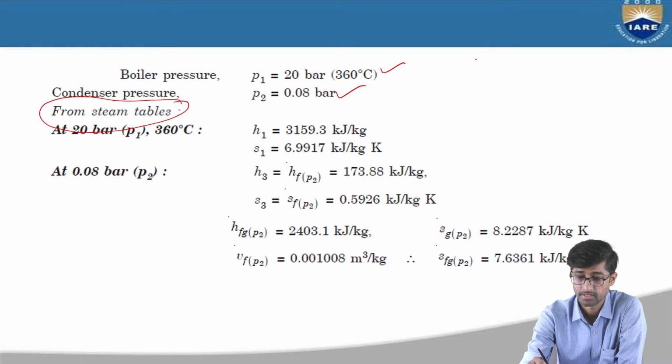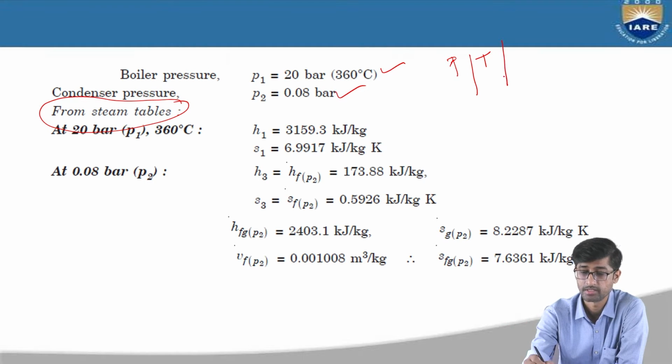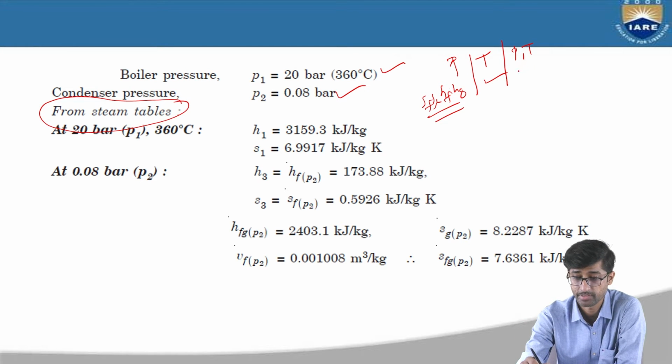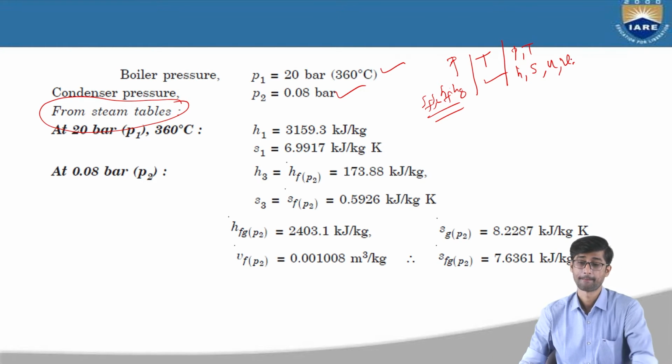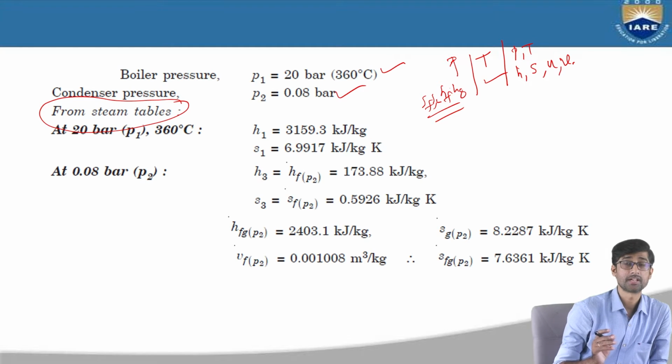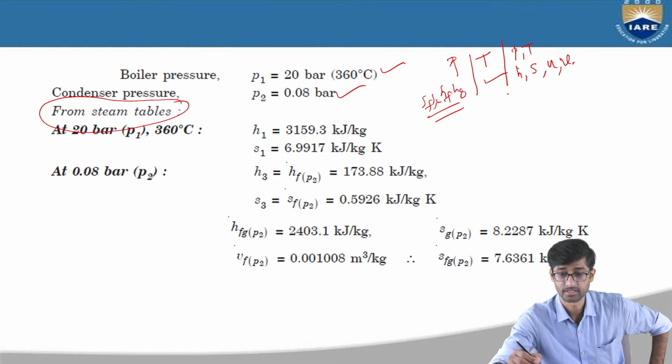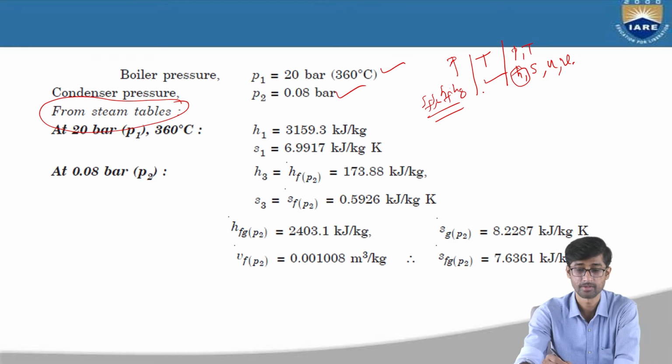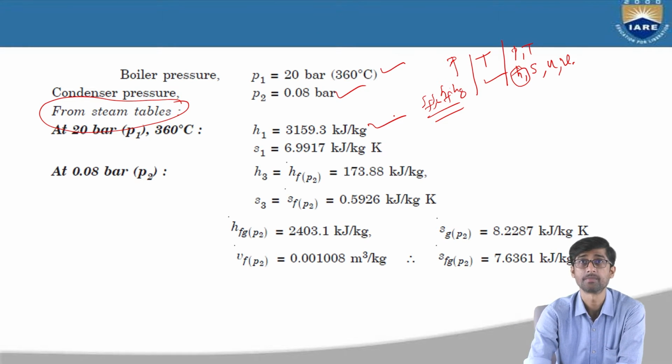In a steam table, there is a pressure table, one more is a temperature table, and the third one is where both pressure and temperature should be given. In the pressure table, HF, HG, SF, SG and so on are given. The temperature table is the same. But in the pressure-temperature table, H, S, internal energy U, and specific volume are given, right? So from the steam table at pressure 20 bar and temperature 360, the value of H becomes H1.